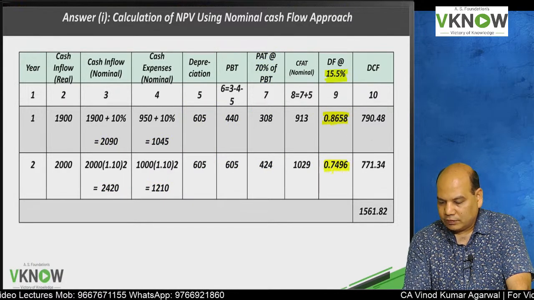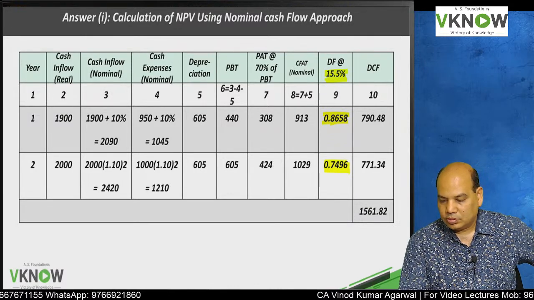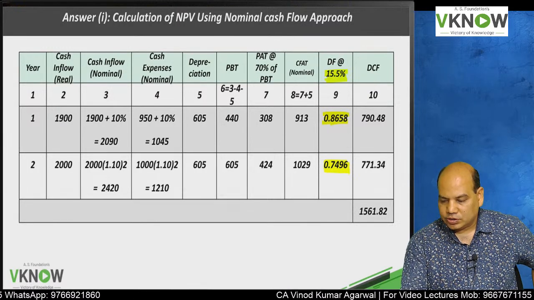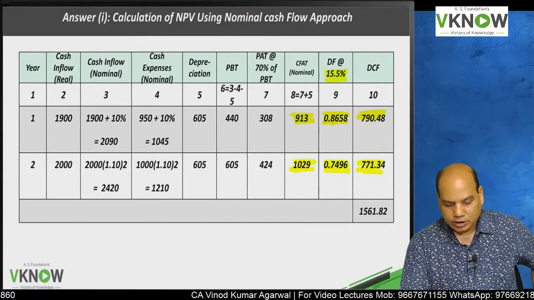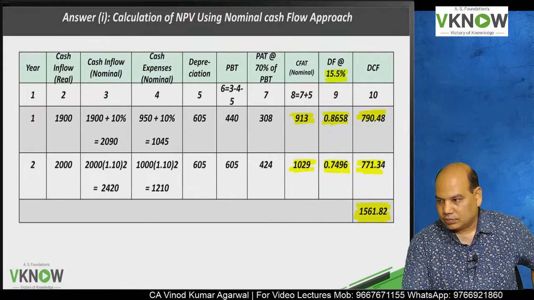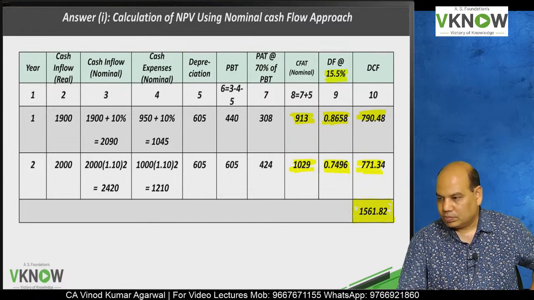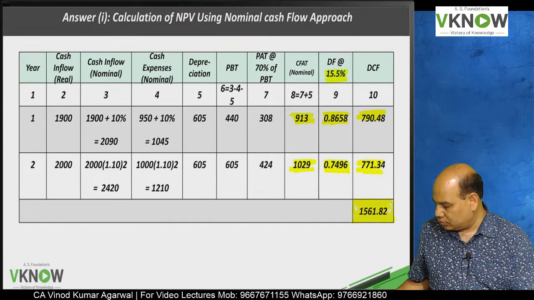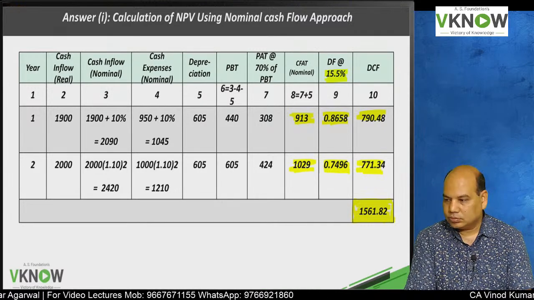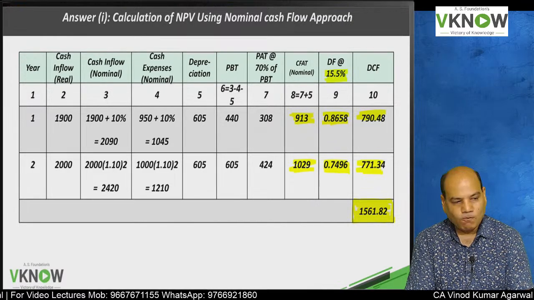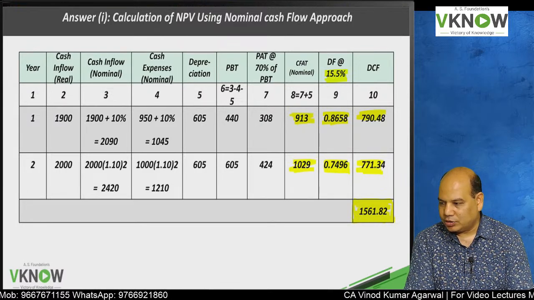Now you compute the discounting factor. Check the factor: 1 divided by 1.155 equals 0.8658, and then 0.7496. Now just multiply these two columns. Write down PV of cash flow after tax. The total is 1561.82. Please check and tell me, is it right? Please confirm, is the calculation right? Is the total of the last column correct? 1561.82.